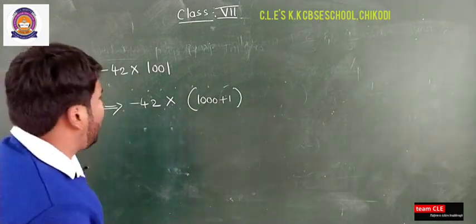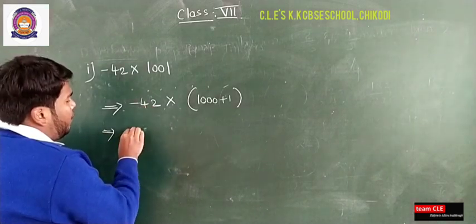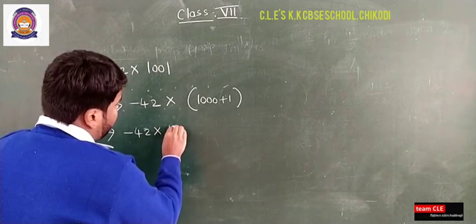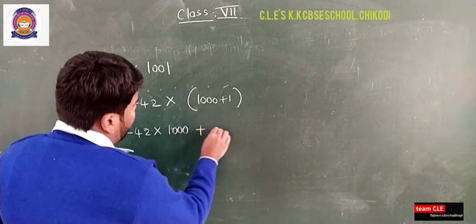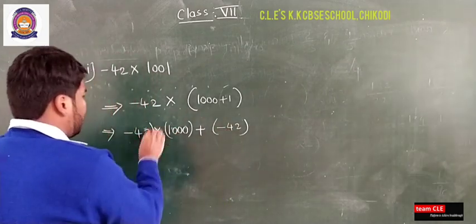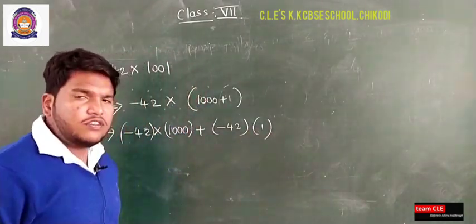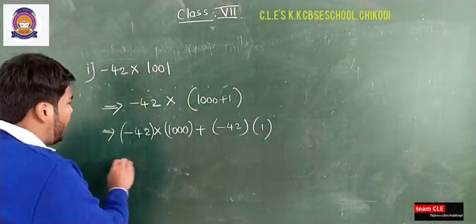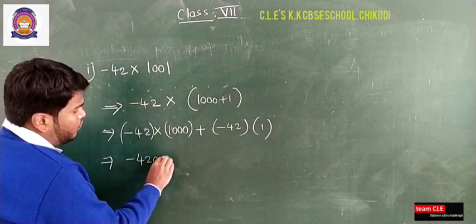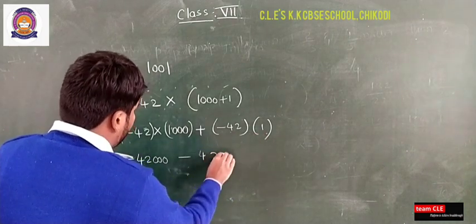So how to convert this in the form of the distributive property? Now see, first you multiply minus 42 into 1000, next plus minus 42 into 1. Okay, so this is the distributive property of integers, how I kept it. So you can write minus 42 into 1000 as minus 42,000. The next term, minus 42 into 1, you can write as minus 42.